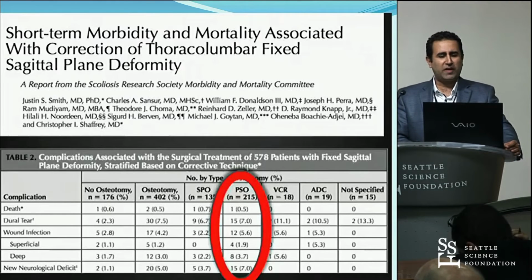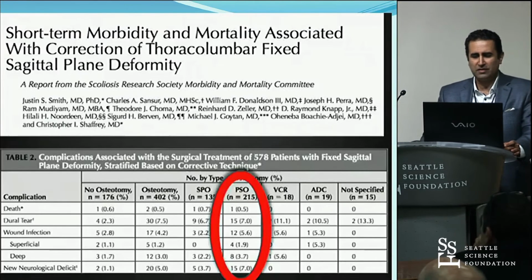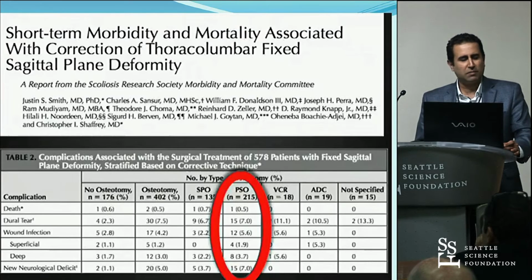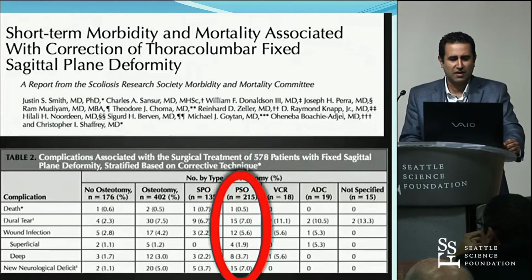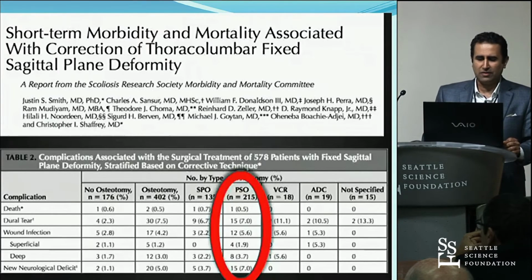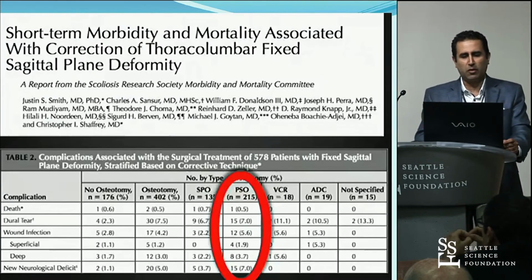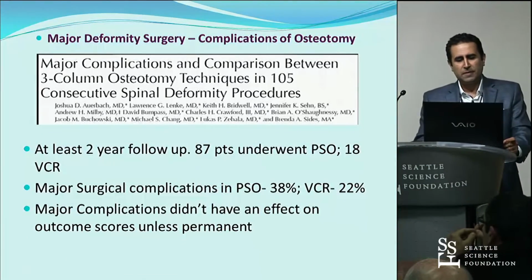With thoracolumbar fixed sagittal plane deformities, look at PSOs. Look at the complication rate from PSOs. In addition to 5.6% of wound infections, this is from an SRS study that looked at more than 500 patients that were treated through PSOs for their deformity, and the profile isn't great, basically, through these posterior osteotomies.